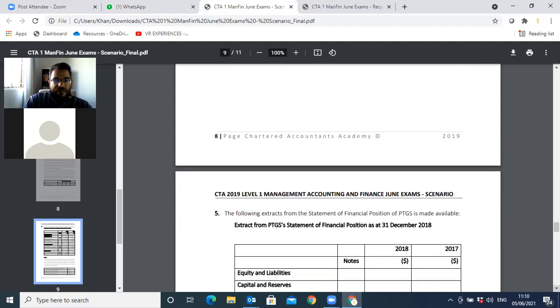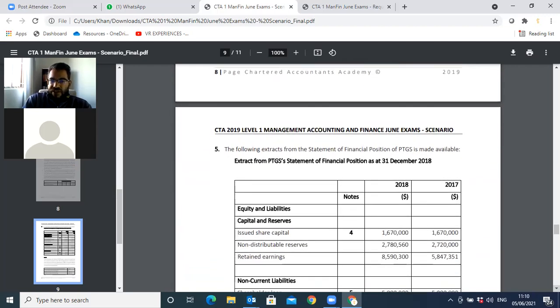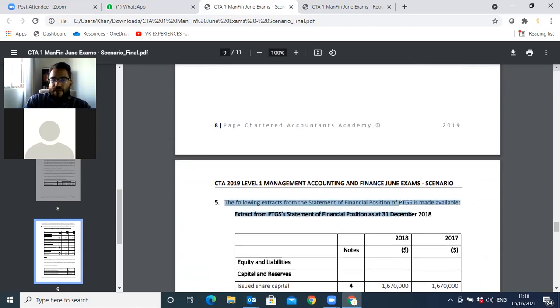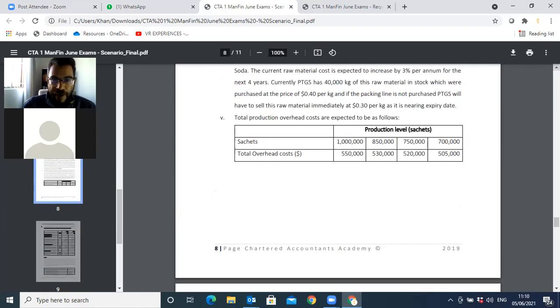Okay, that's it. This here is probably the information you're going to use when you do part C, for the weighted average cost of capital. Okay, so now let's go ahead and do this calculation.